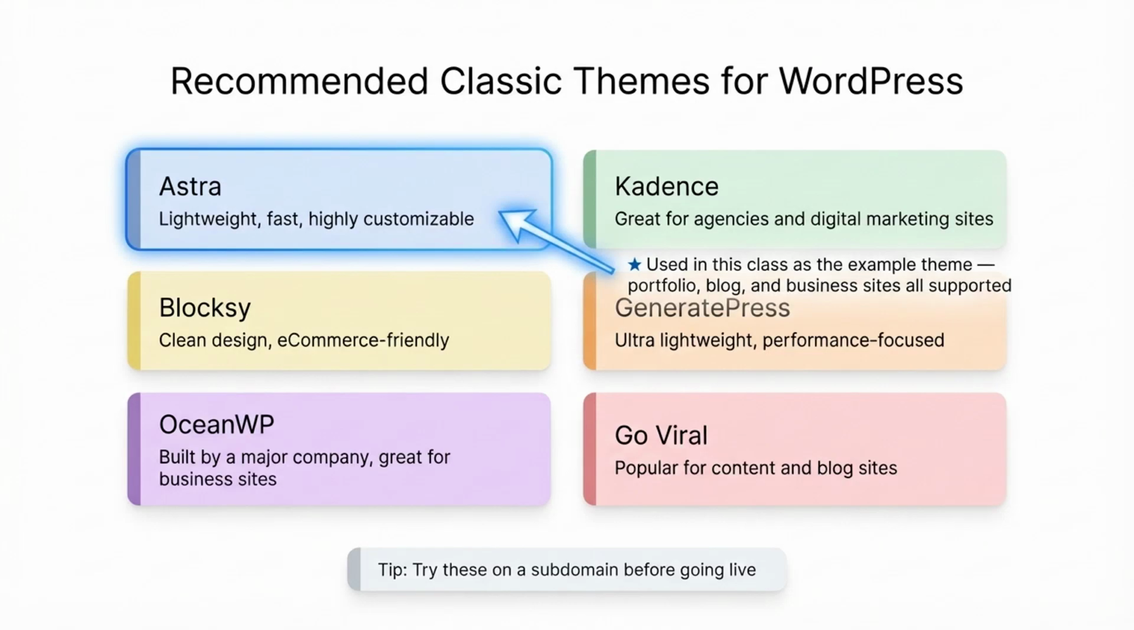For this particular class, the instructor chooses Astra as the demonstration theme. It supports portfolio sites, blogs, and business websites all in one package, and its latest version is actively maintained. The instructor also notes that Astra has excellent reviews and is one of the most trusted themes in the WordPress ecosystem. You can install it directly from the WordPress theme directory by searching under the Popular tab.